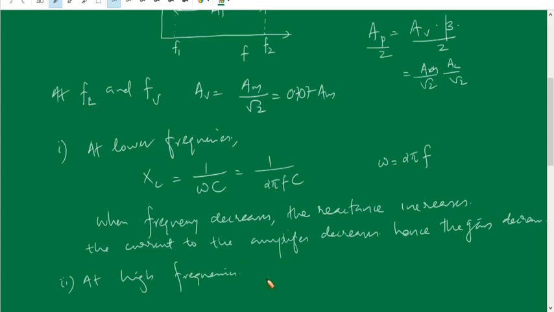So there is internal capacitance for the transistor. These capacitances are very small and become effective only at high frequencies.